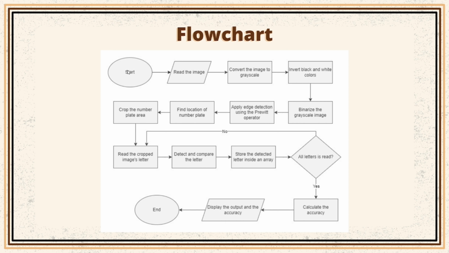After that is the flowchart. First we start, then we read the image. After we read the image, we convert the image to grayscale. Then we binarize the grayscale image into black and white. Then we apply edge detection using the Prewitt operator. After that, we find the location of the number plate. Then we crop the number plate area.